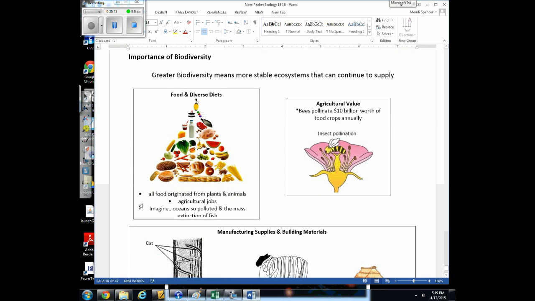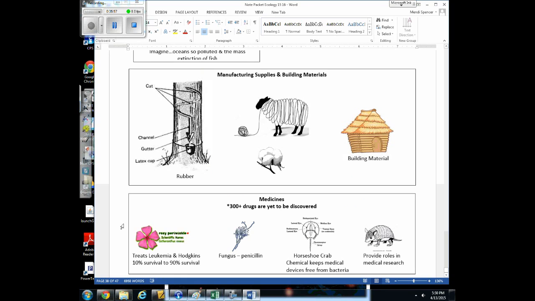Something to have in mind is a good example of what different organisms supply to us. When we talk about organisms being important for biodiversity, what do they supply for us? Think about the food that is provided by our natural environments. Think of how many people are employed by agricultural jobs related to food production. Insects have an extreme agricultural value. If something was to happen to bees, we would see a loss of about $10 billion worth of crops. They're important for pollination, so plants will reproduce and we can have those seeds and grains.